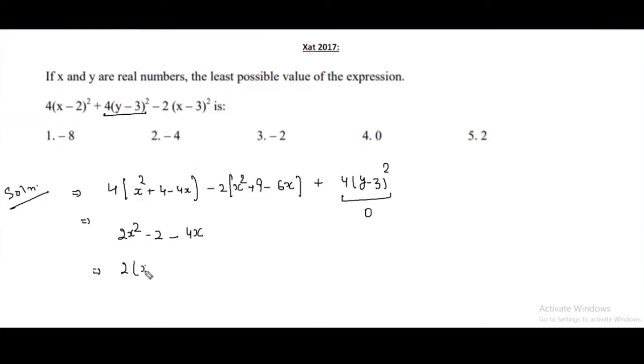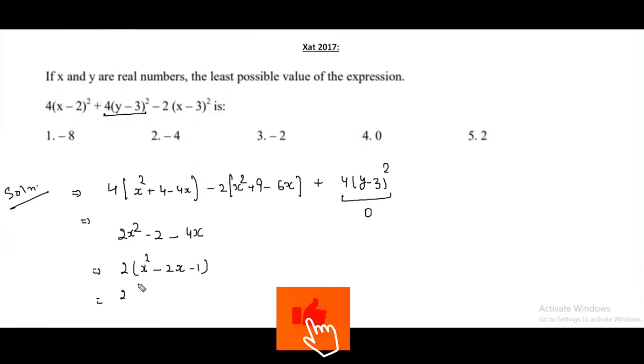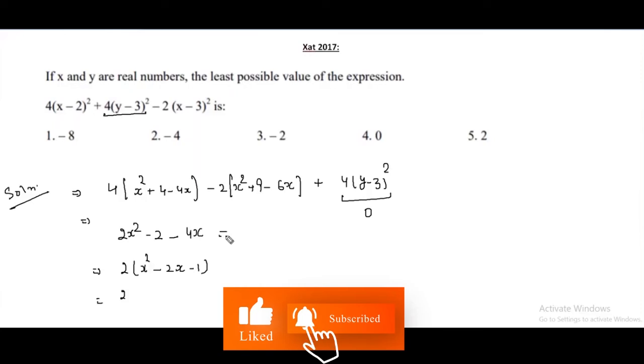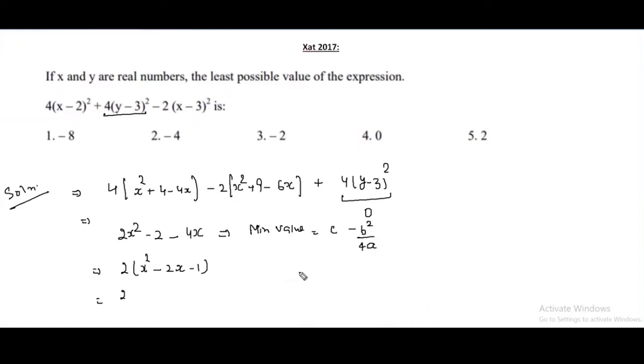And if I take 2 common, I'll get x square minus 2x minus 1. Either you can make it a perfect square, or you can basically find the minimum value here itself. The minimum value of a quadratic is c minus b square upon 4a. So rather than making a perfect square, you could have done it here itself.